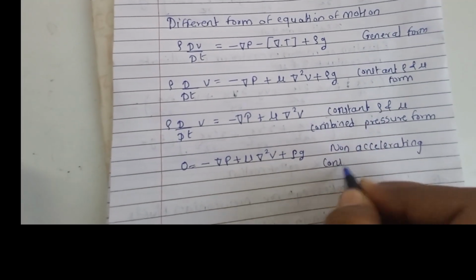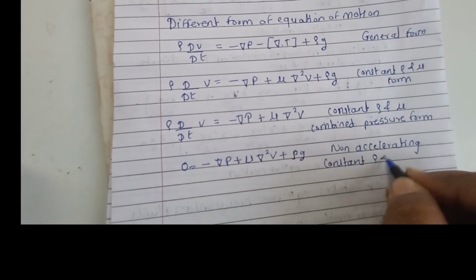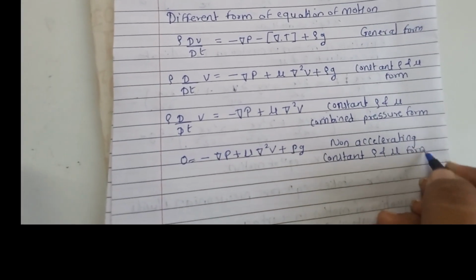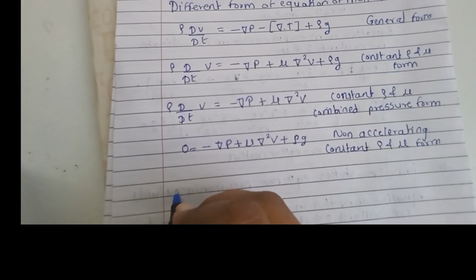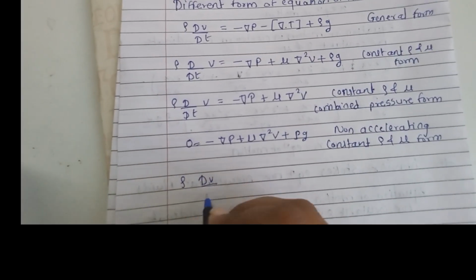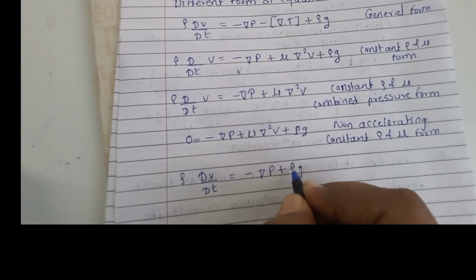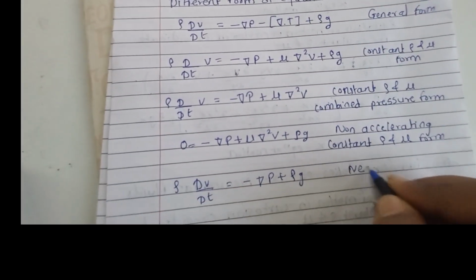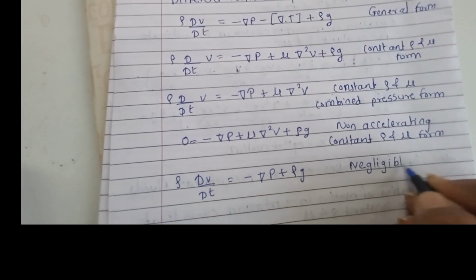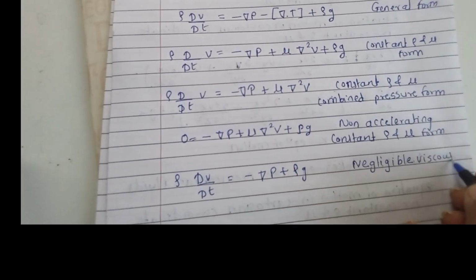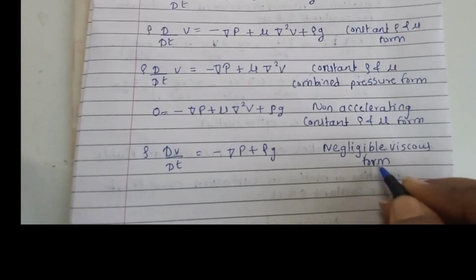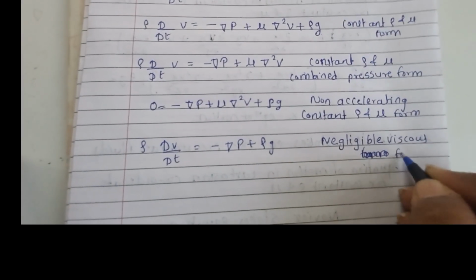Here the non-accelerating term also describes the steady form where velocity does not change with respect to time, that is dv by dt. We can consider it 0 here, that is minus del p plus mu into del square v plus rho g. If we are neglecting the viscosity or forces, then the equation is density into del v upon del t equals minus del p plus rho g.